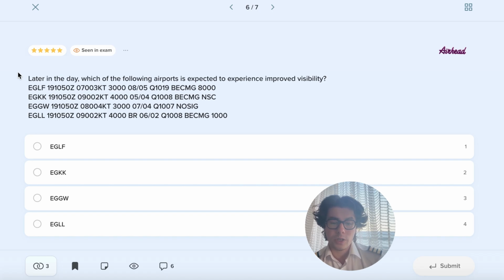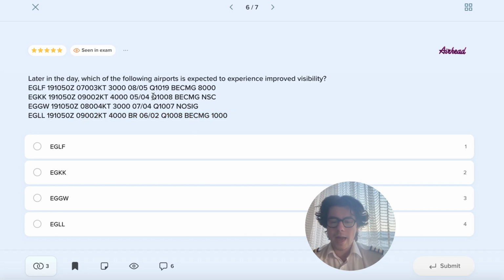On the first message, you can see that there is a becoming 8,000 meters visibility. So the correct answer is exactly this one, because the visibility will increase from 3,000 meters all the way to 8,000. The only trick here is that NOSIG means no significant change, so the current conditions will continue. Becoming 1,000 in the last one means the visibility will actually decrease rather than improve.